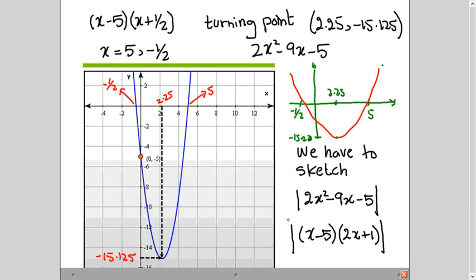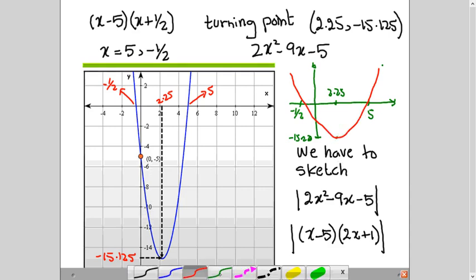Whereas we have to sketch the graph of modulus of this. Now what does modulus do? The part of the curve which is below the x-axis will be reflected in the x-axis, because modulus there is plus sign, so all the values which are inside will be plus, right? Values of y, I mean. So that's why this part of the curve will go up.